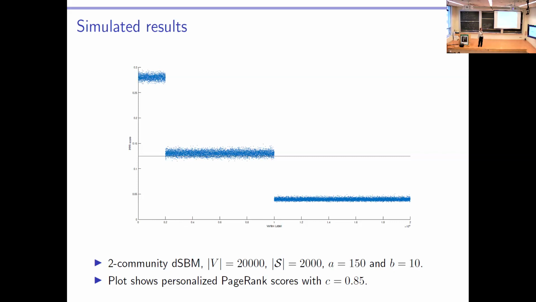Exactly. So, as I said, maybe we should change it, just because when you see it, you're like, whoa, what happened? This is a decently sized graph. It has 20,000 vertices. It has 2,000 seeds in community 1. My parameters for the connectivity are 150 and 10. So this is extremely separated, right? It's very, very assortative. And here the damping factor was just chosen to be the standard 0.85.